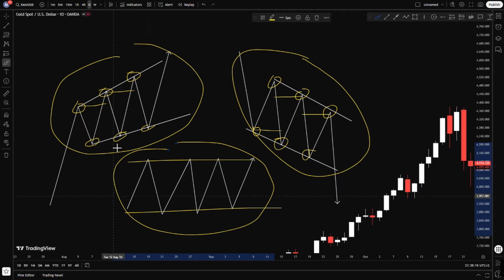In a bullish structure, buyers are in control and you determine this by higher highs and higher lows. In a bearish structure, sellers are in control. You determine this by lower highs and lower lows. When you see lower highs and lower lows, you know that sellers are in control.